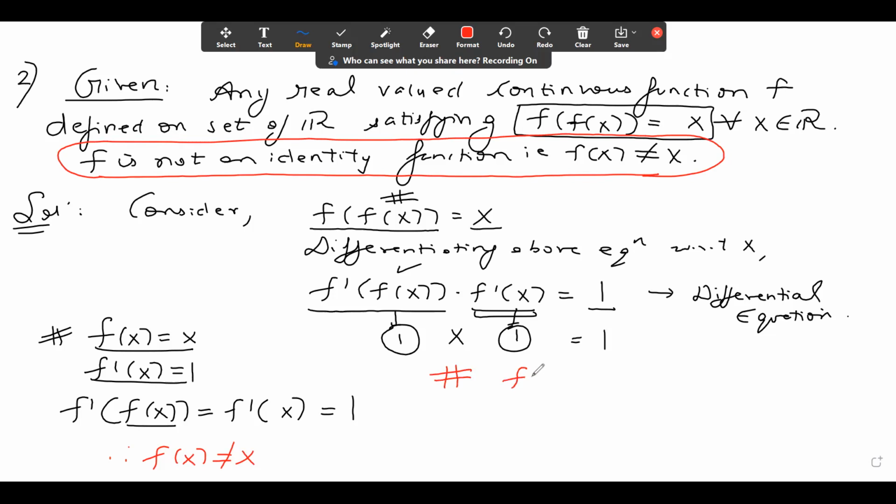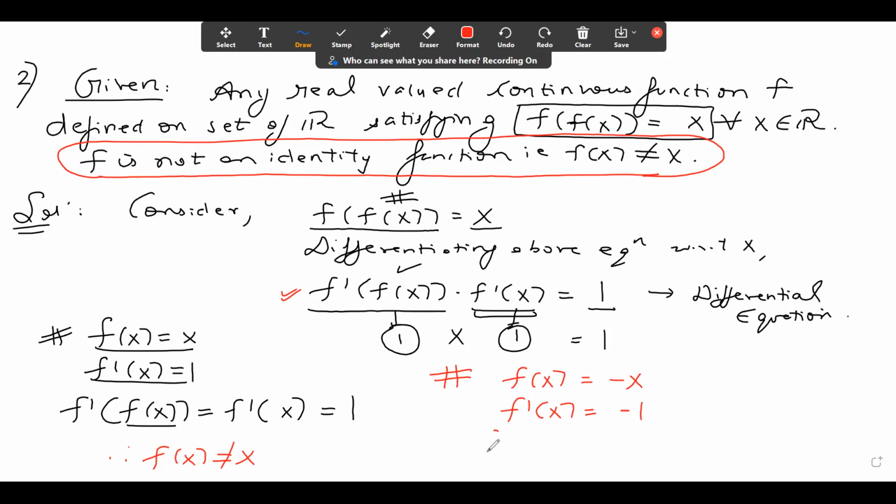Now let us check the same thing, but with f of x equal to minus x. Suppose I take minus x. Is it satisfying this differential equation? Let's quickly calculate f dash x. f dash x is how much? Minus 1, if I differentiate with respect to x.